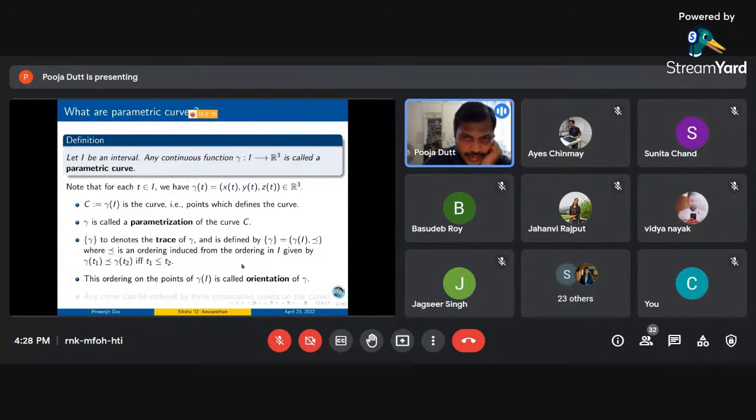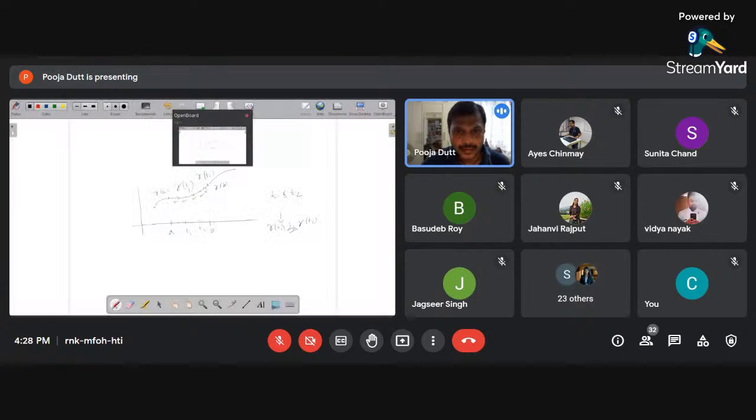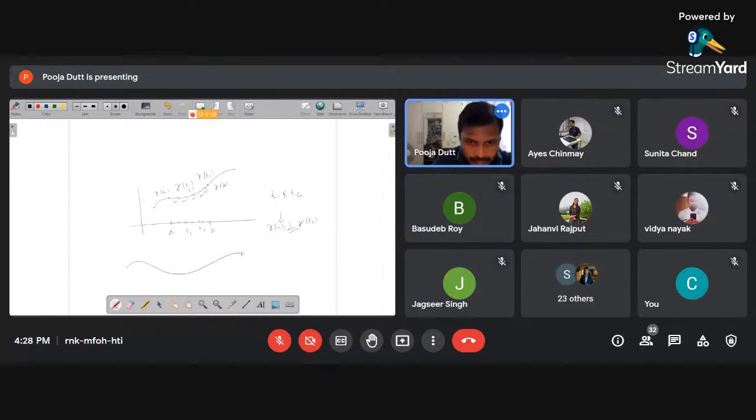The interesting thing is that even if it is not a parametric curve, any curve can be given an orientation, and that is by 3 points. So let me talk about that. Suppose you have a curve, C, and it is not a parametric curve. We have not defined any parameterization for it.